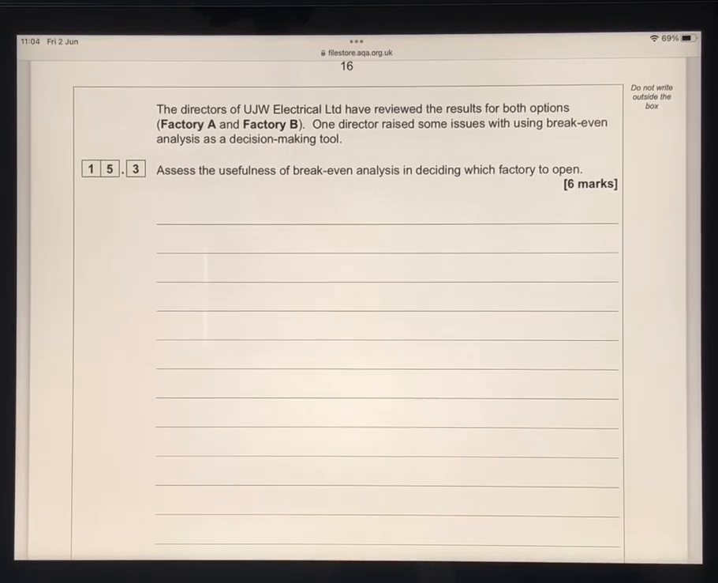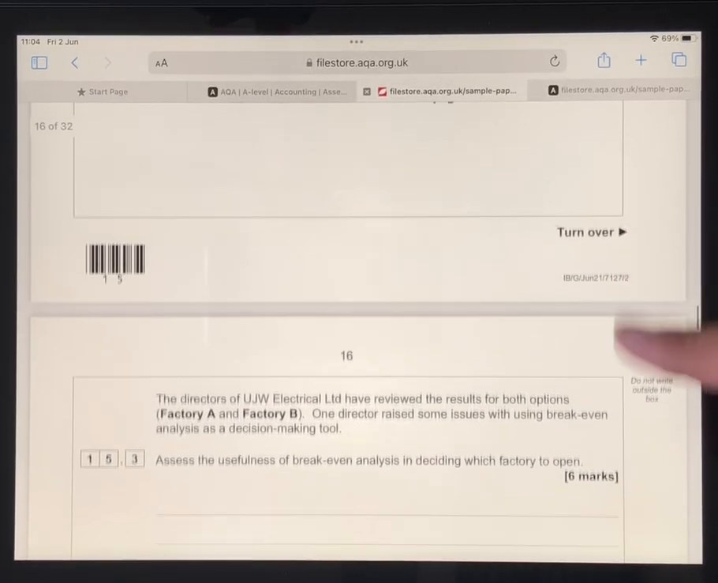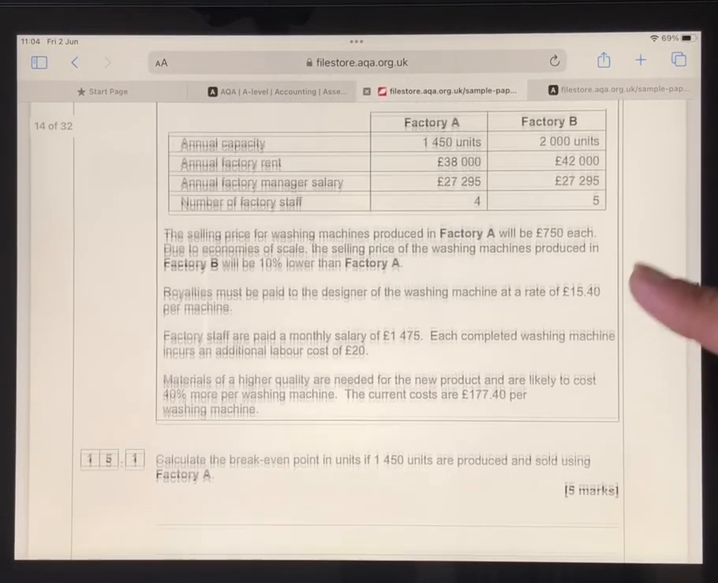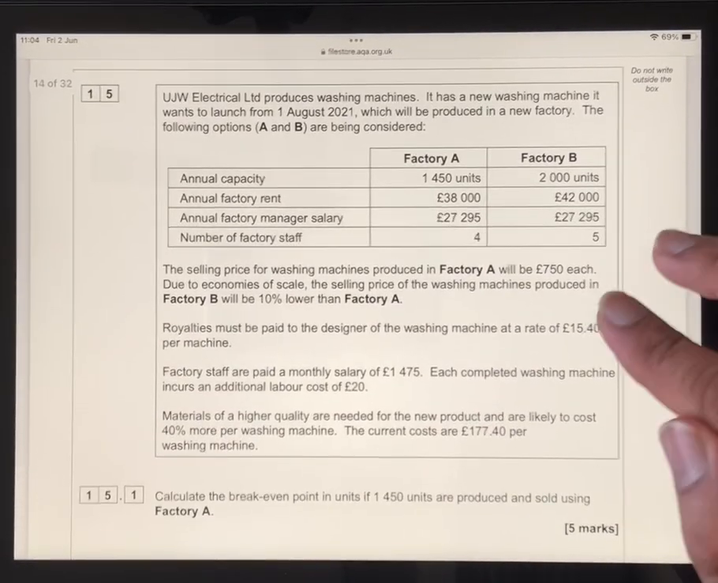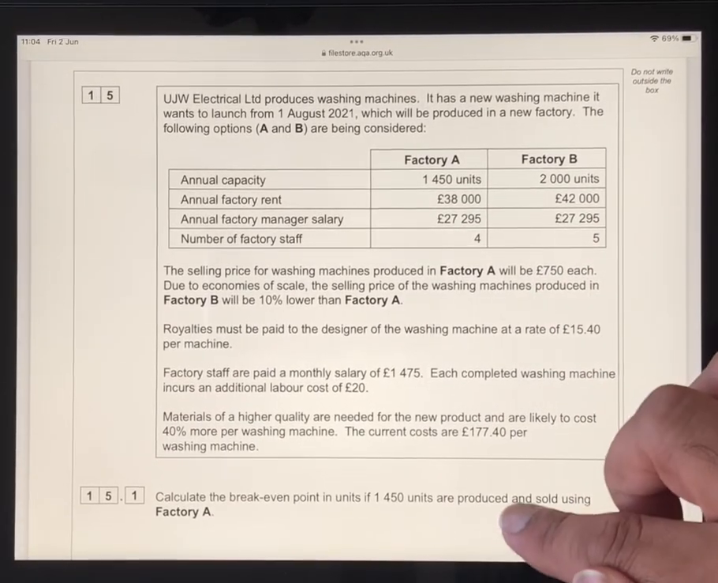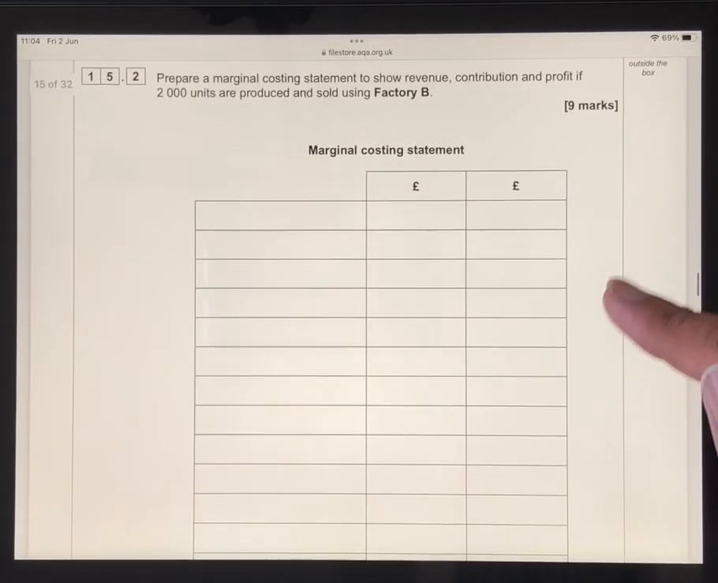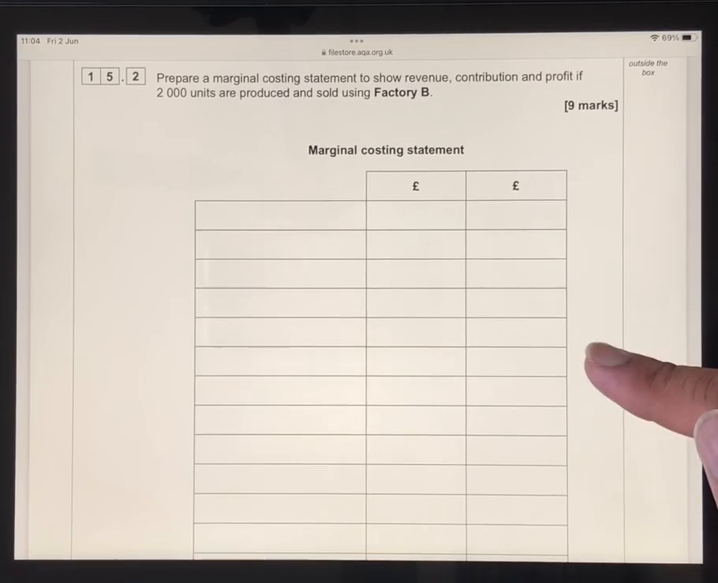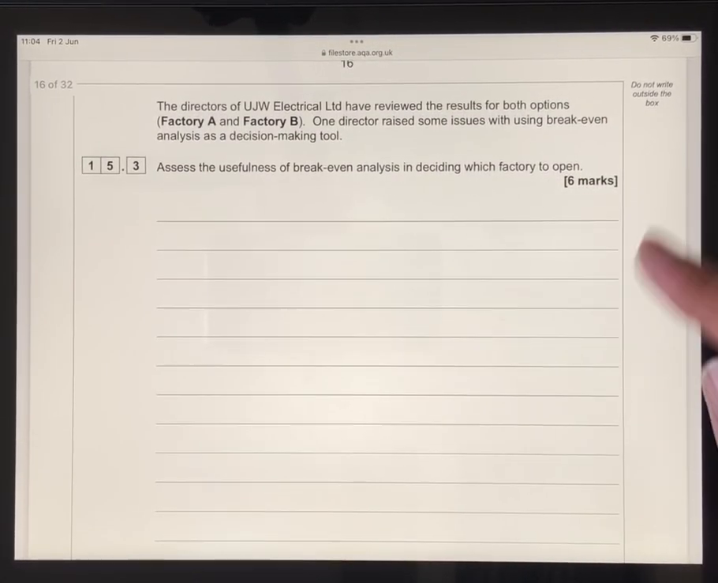So I've gone through the calculation question in a previous video, so you can refer to that, and I'll upload this separately onto YouTube. So just a quick skim over the question, if you've done it a while back. So this was a question about two factories. Question 15.1, you had to work out a break even. And then 15.2, you had to produce a marginal costing statement. So marginal costing is the topic.